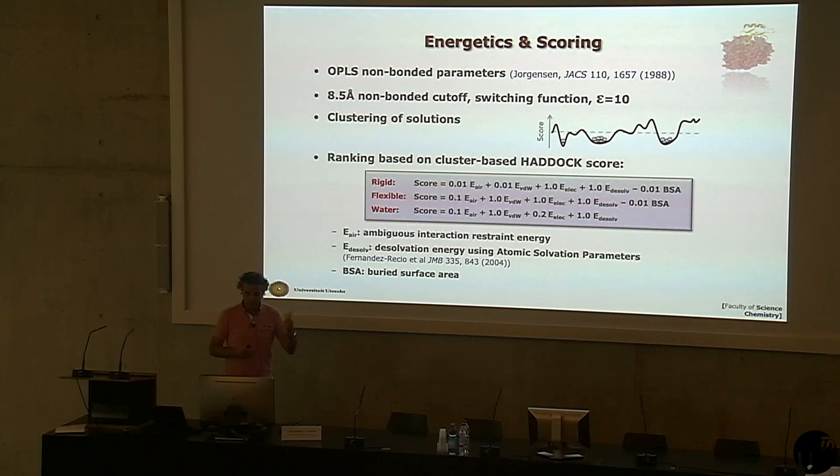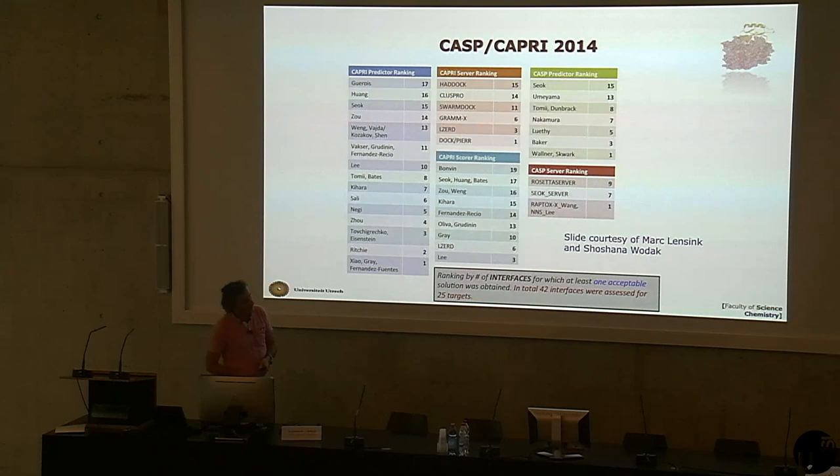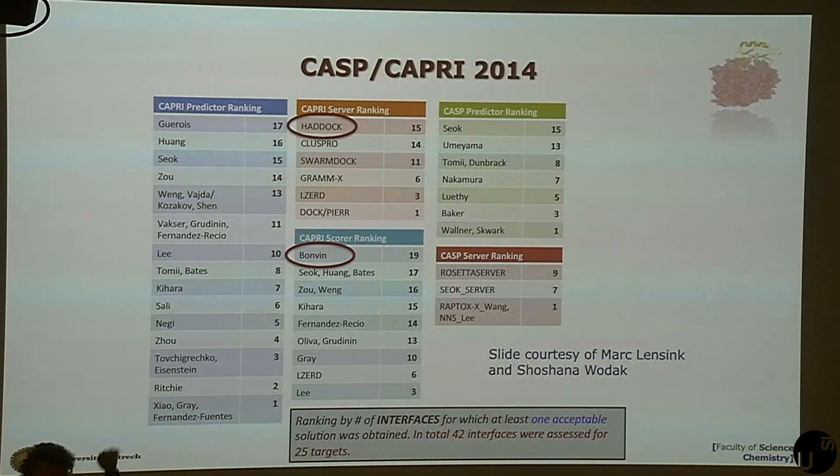Some statistics from CAPRI round 2014, slides from Shoshana Wodak. At that time, we only participated as a web portal. It means we don't have to do ab initio modeling. So if we find data, we can put it in a portal, but you have to take the ranking that the portal is giving you. And these are the statistics from that round. In that round, we are doing very well. In another round, we were somewhere down. So this is ad hoc, and this is the scoring.